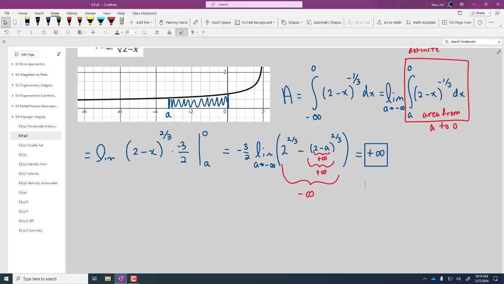Got layers. Layers. It's the onion. Getting to the inside of the onion. Just count it.